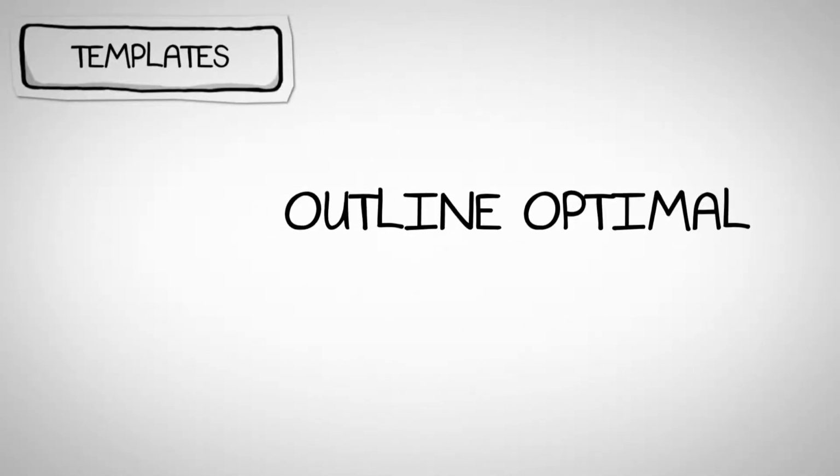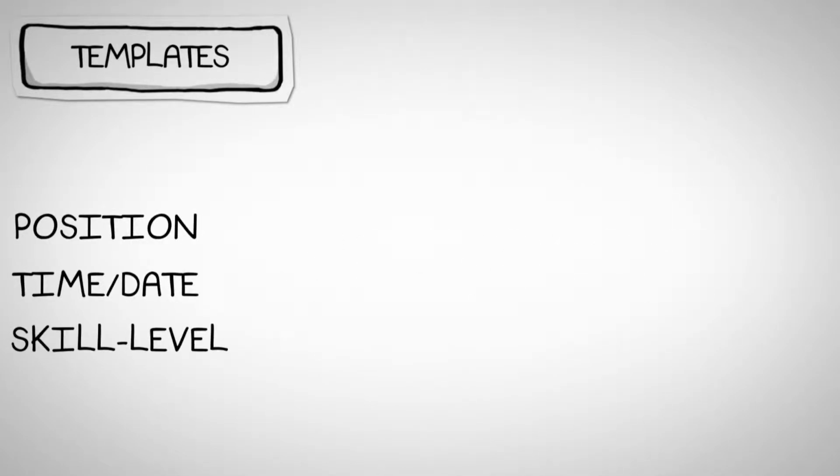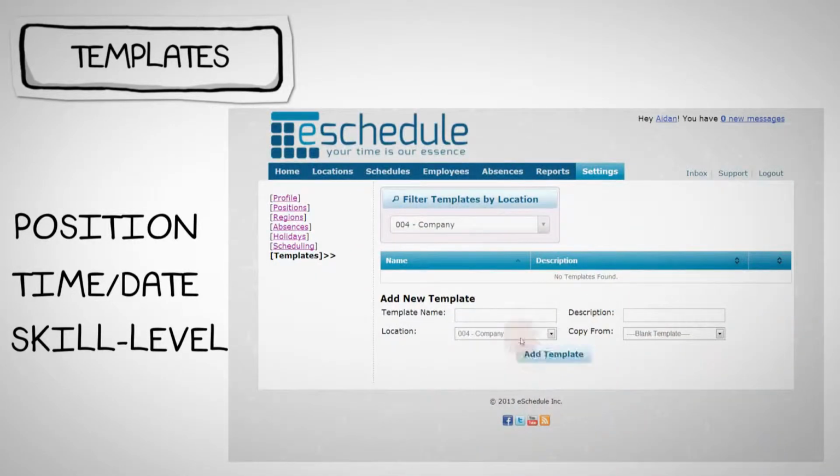Let's navigate to the last item on this side menu, Templates. eSchedule templates allow you to outline optimal shift coverage by selecting a position, time and day, and a required skill level for each shift. Your templates are useful later as they drastically reduce the amount of time it takes to create schedules. You will select which location you want to create a template for and give it a name.